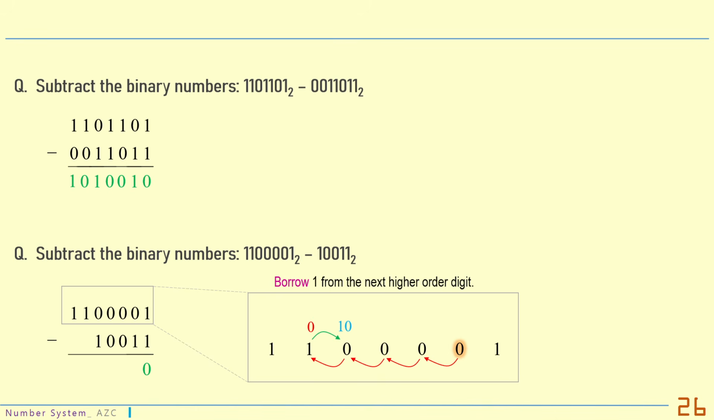Thus 1 becomes 0 and 0 becomes 10. Similarly, this 10, after donating 1 to the adjacent 0, becomes 1 and that 0 becomes 10. This is repeated for each following 0. So after borrowing, the upper value becomes 1 0 1 1 1 10 1.